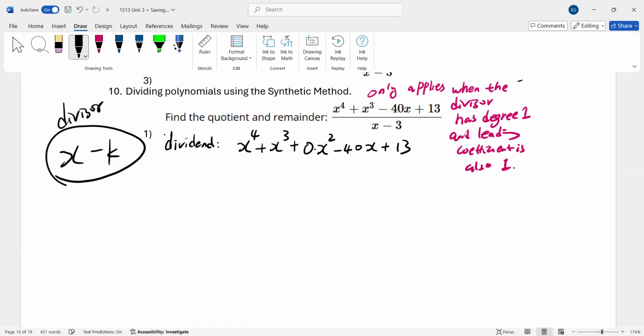In this case, the dividend is not in standard form. We need to rewrite it: x to the power 4 plus x cubed plus 0 times x squared minus 40x plus 13. If you count the number of terms, 1, 2, 3, 4, 5 terms. That's the standard form. The divisor has degree 1, is linear, and is in standard form: x minus 3.